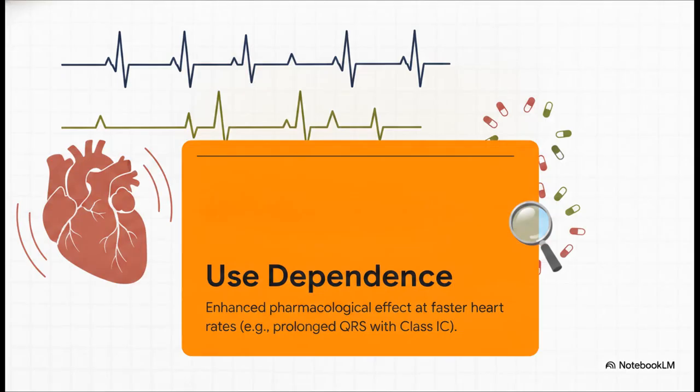If you're using antiarrhythmics, you need to understand use dependence. This is essentially when a drug's pharmacological effect gets stronger as the patient's heart rate gets faster. For instance, Class 1C agents will show up as prolonged QRS durations at faster heart rates, while Class 4 calcium channel blockers will present with prolonged PR intervals. And while we heavily rely on beta blockers for heart failure and rate control, always remember they can severely worsen bradycardia, severe asthma, and myasthenia gravis.